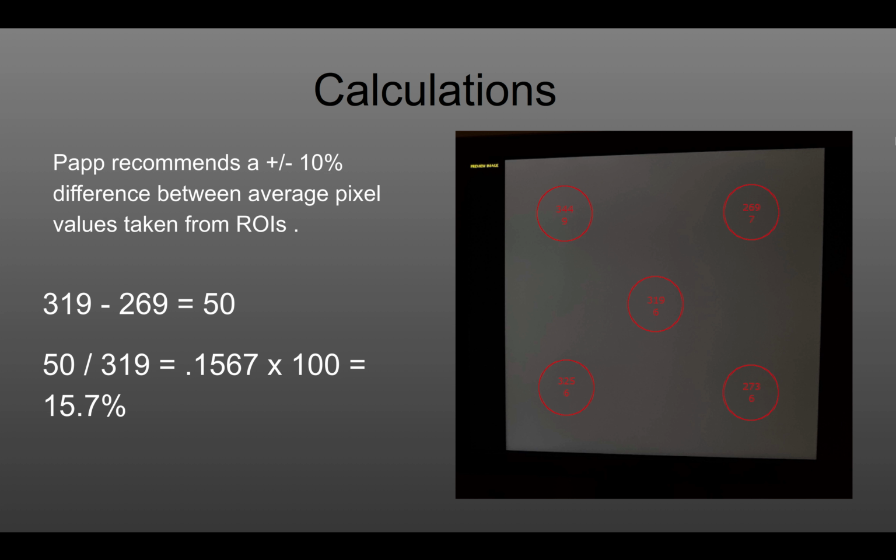According to Jeffrey Papp, author of Quality Management in the Imaging Sciences, the average pixel values must be within plus or minus 10% of each other. To find the 10% difference between two numbers, we subtract the smaller value from the larger value, divide the difference by the larger number, and then multiply that by 100. So here we've compared the center ROI, or 319, to the upper ROI, 269, to get a difference of 15%. These pixel values were taken from a picture of an image, so they are distorted, but if they were accurate, then we would not be in compliance for uniformity.